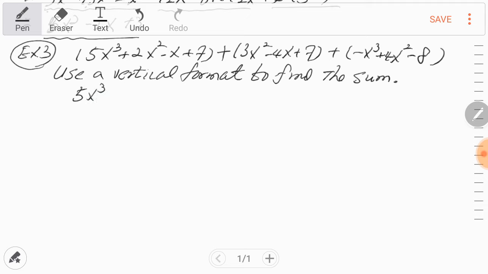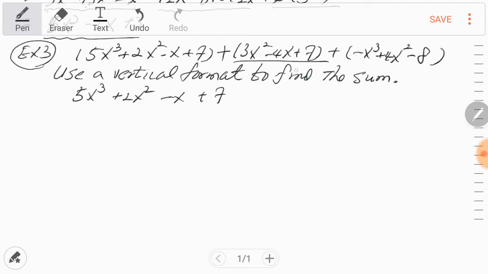Okay, when you write the polynomial, make sure to write in descending order of degrees, and if there's a missing term, then put zeros or put a space for that missing term. So 5x cubed plus 2x squared minus x plus 7. Then write the second polynomial in the second line.